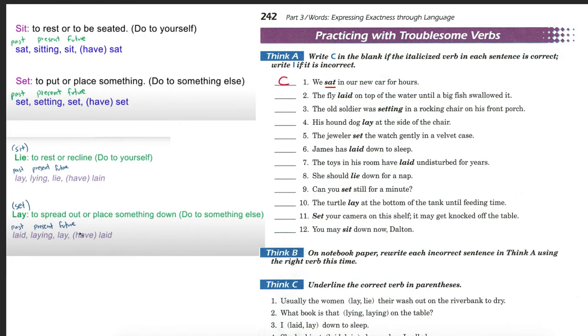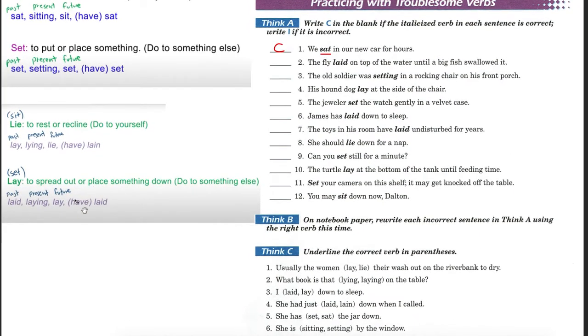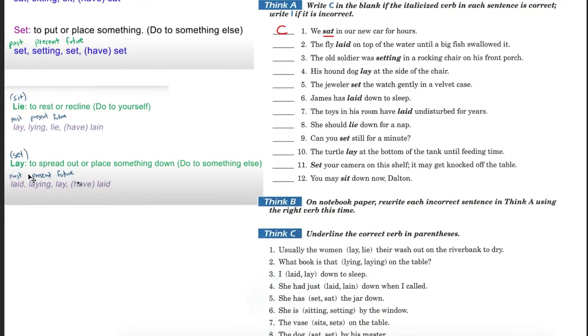So we sat. They're not saying they're making something else sit down. Okay, they're using it correctly. They're sitting down themselves. Next: The fly laid on top of the water until a big fish swallowed it. Really quickly, remember, lay can be the present tense of this lay, or it could be the past tense of lie. So that's something very tricky to keep in mind.